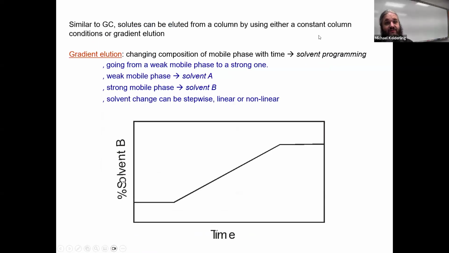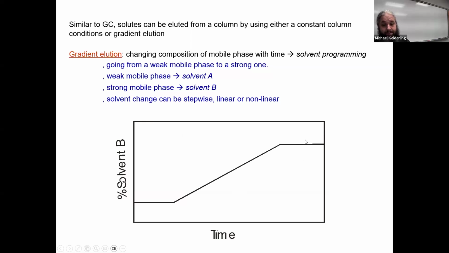So similar to GC, solutes can be eluted from a column by using either constant column conditions or a gradient one. In the gradient one, you steadily change the concentration of the mixture. So generally you go from a weak mobile phase to a strong mobile phase. So here solvent A is the weak mobile phase, solvent B is the strong mobile phase, and the solvent change can of course be stepwise, linear, or nonlinear.